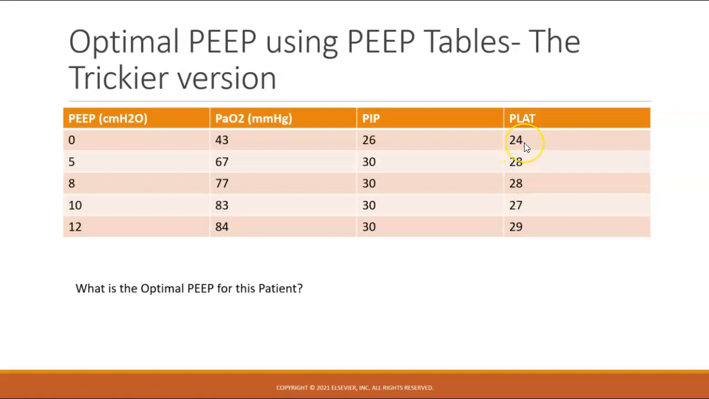So as I go up here, my driving pressure is 24 minus 0, so that's 24. 28 minus 5, so that's 23. 28 minus 8, so that's 20. And then here, my driving pressure drops to 17. So 27 minus 10, 17. Or here, my driving pressure is 29 minus 12, and that's also 17. So these two give me the same driving pressure, but this one gives me better oxygenation. So this one is my better PEEP.